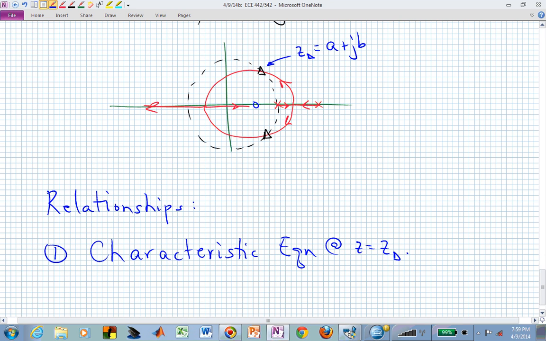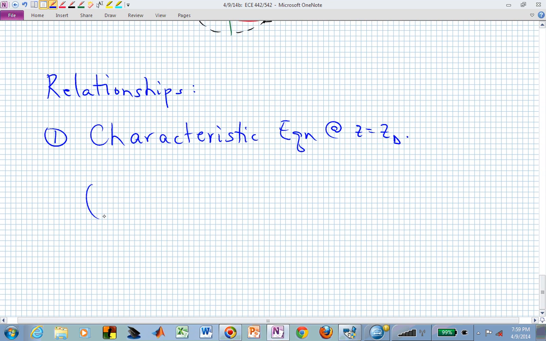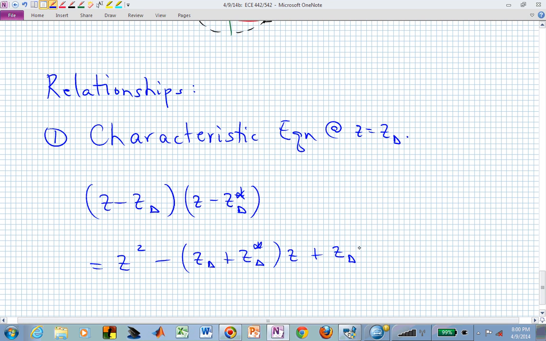Or what is the characteristic equation when Z is equal to Z delta? The characteristic equation is going to be made up of Z minus Z delta. That's one factor. And we'll have another factor with its complex conjugate. If we now multiply that out, we get Z squared. Then we will have Z delta times Z and Z delta star times Z with minus signs. And then we have plus Z delta star.